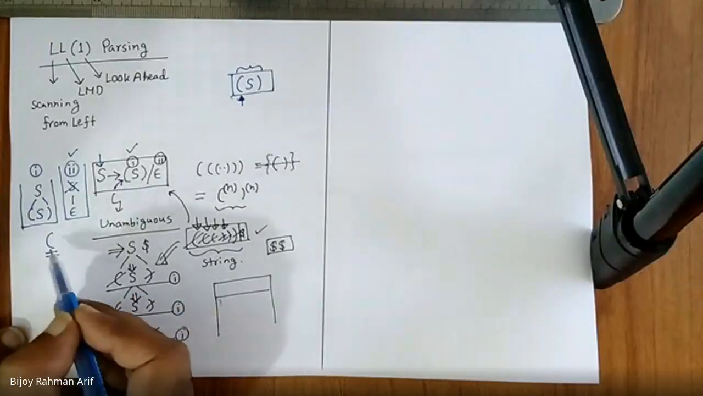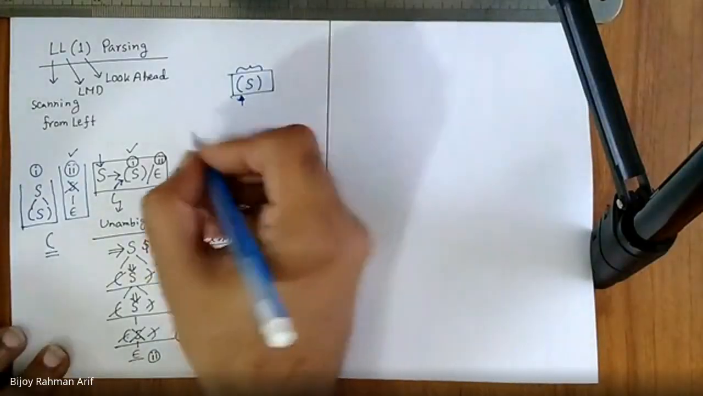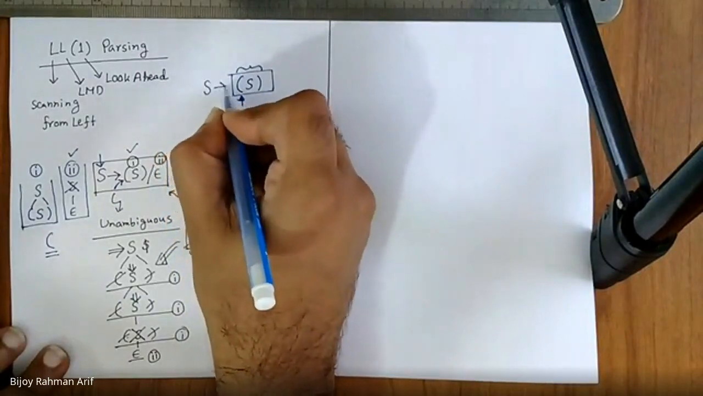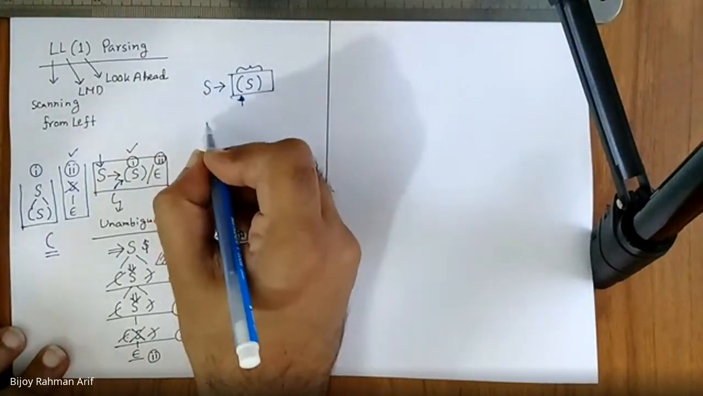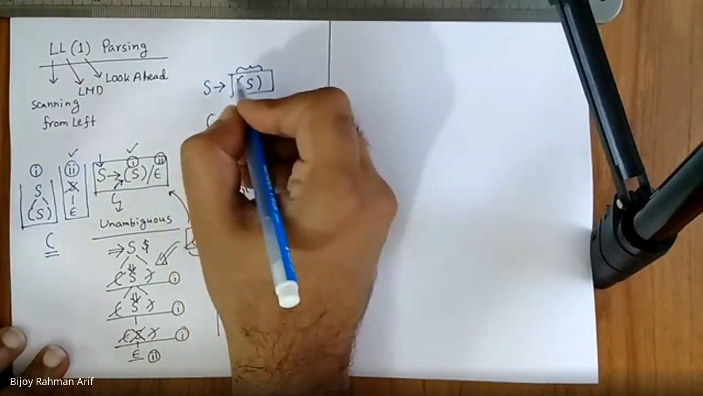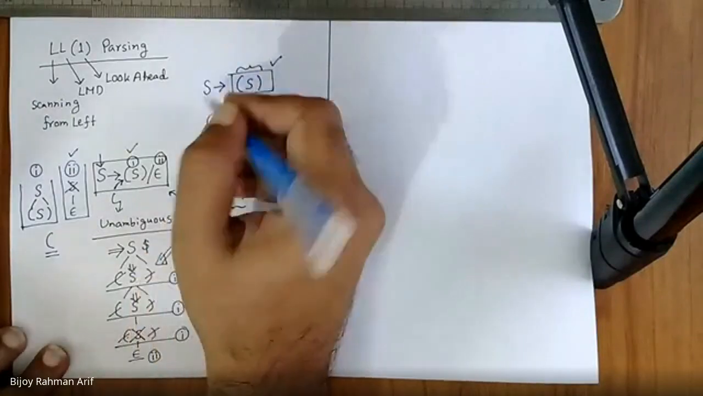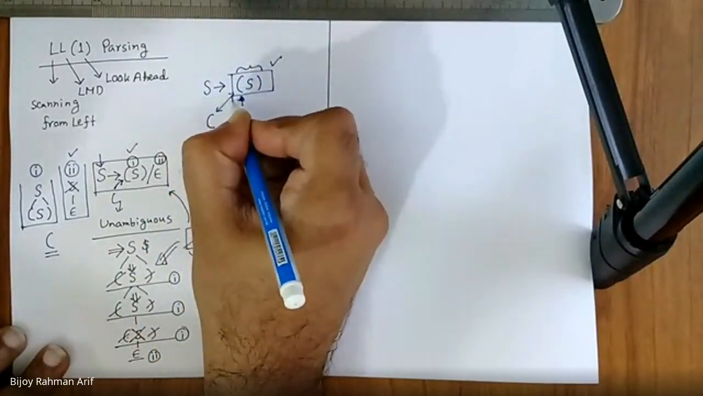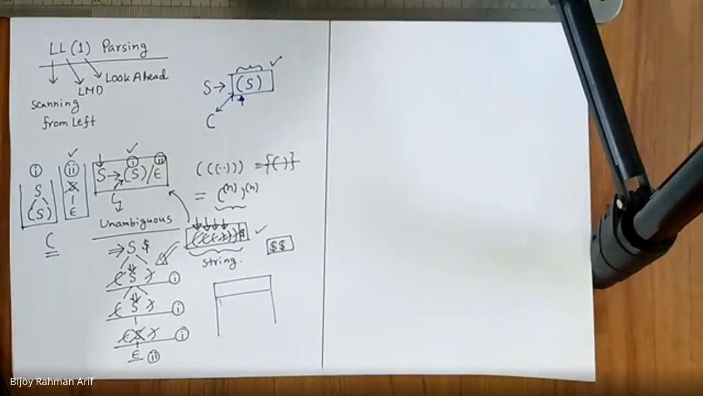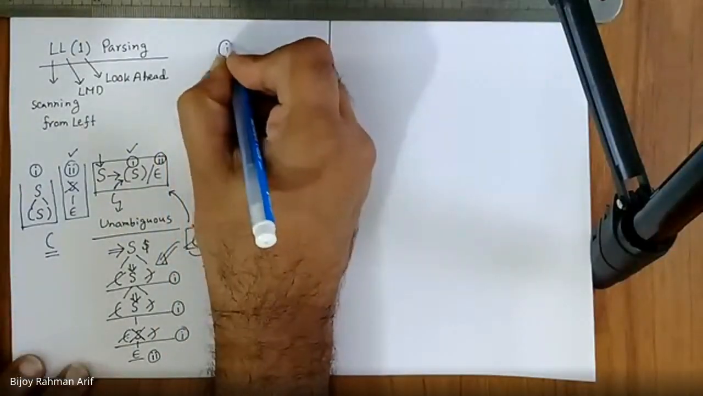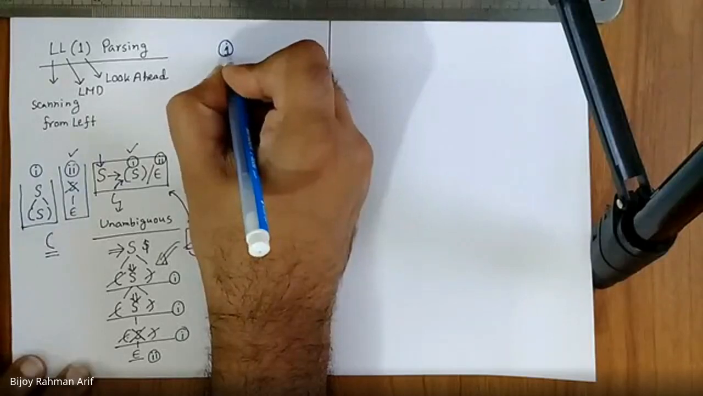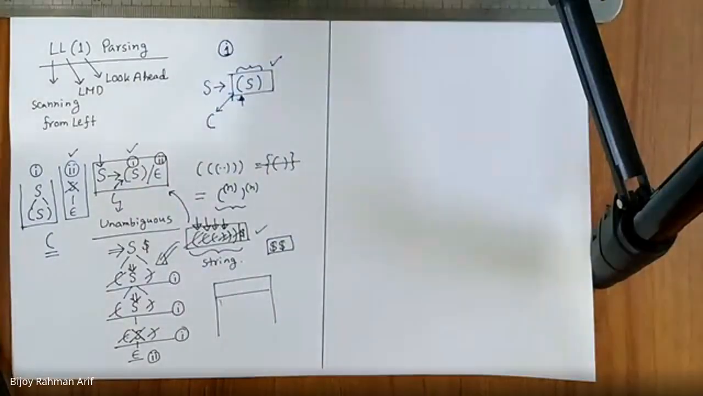That means whenever I get S and I have to generate open parenthesis, I can use this production only if this part's first is matching with this. Am I right or not? Yes. Otherwise, I cannot generate open parenthesis. Am I right or not? Yes, sir. So that is rule number one for generating, the LL1 parse step. Okay, is it clear to you guys?